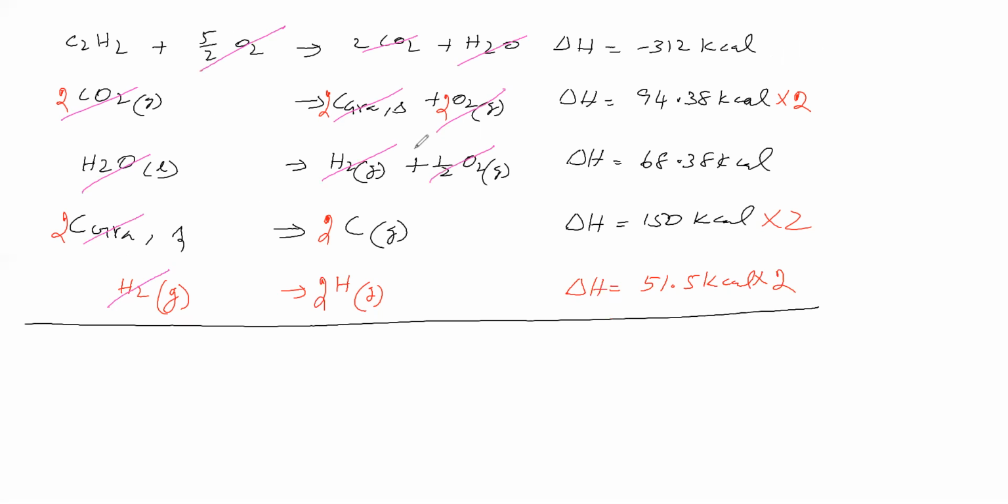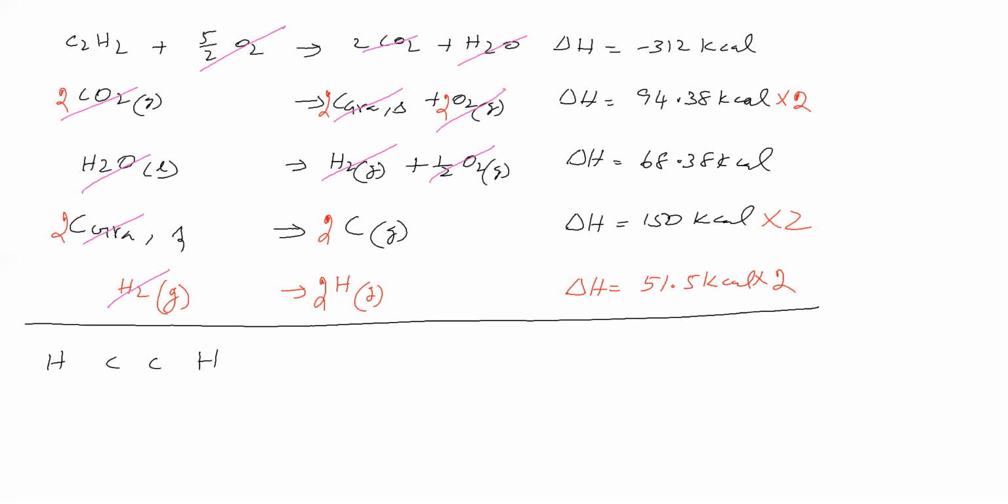Okay, O2 also cancels. Then what is remaining? On the left side we will see acetylene is there. Acetylene is in the gaseous state. This acetylene we will write in structural formula, that is, two hydrogen atoms and two carbon atoms.